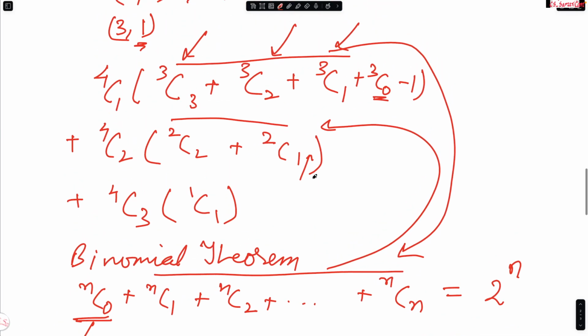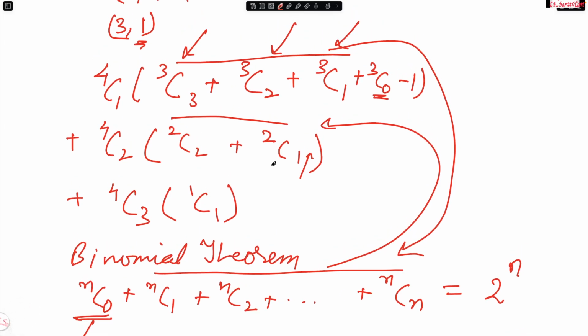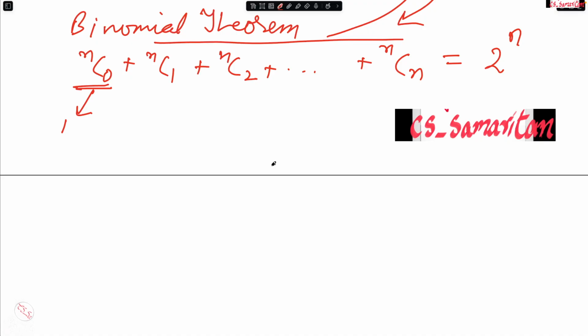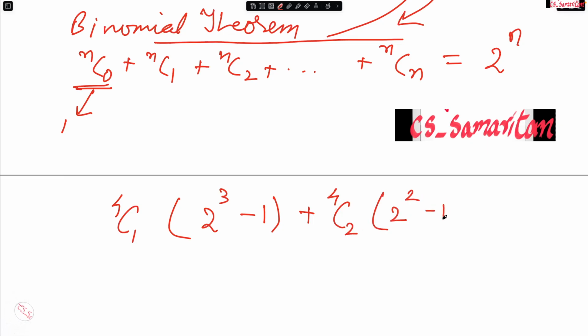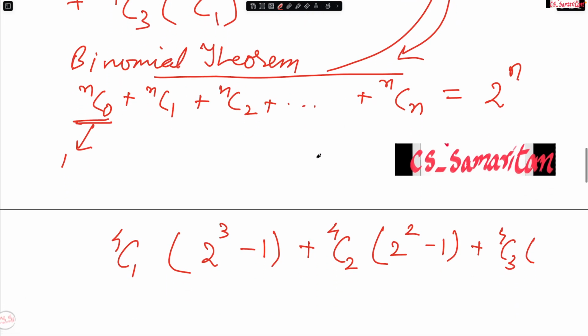Once you do that, you can directly see that this whole part is nothing but 2 raised to the power of 3 minus 1. This whole part is nothing but 2 raised to the power of 2 minus 1. A lot of simplification. You don't need to solve for a lot of combinations if you do it this way, right? So let's do that. What do we get? 4C1 times 2 raised to the power of 3 minus 1 plus 4C2 times 2 raised to the power of 2 minus 1 plus 4C3, and this last part I am not applying it over here. This is 1C1, that is equal to 1 only.